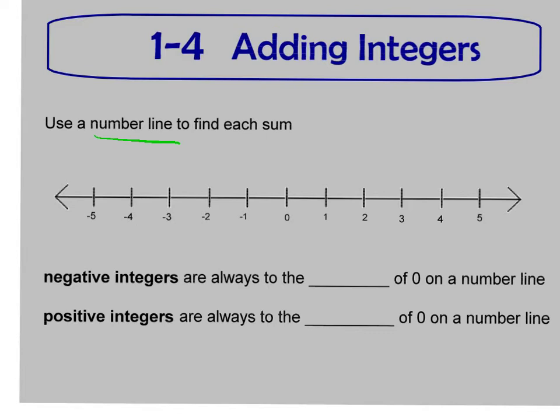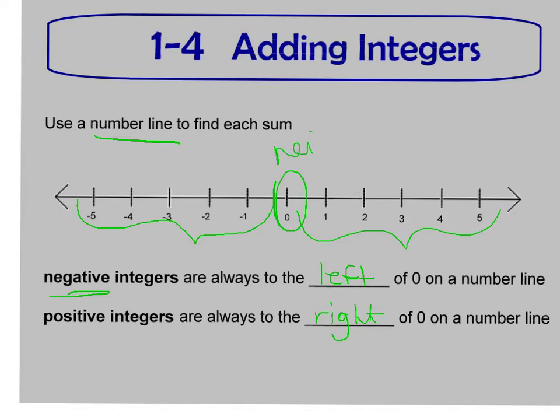So if we look down here, negative integers are always to the left of 0. And so if we look up here, that's going to be all of these numbers here. Okay, and then the positive integers are going to be to the right of 0, or the opposite of the negatives. And so that's all of these numbers right here. And we did already talk about what is 0. 0 is neither. It is neither negative or positive. So just a quick reminder there.